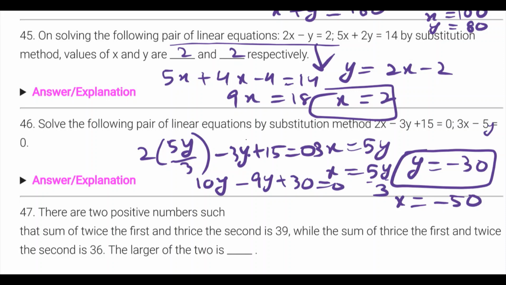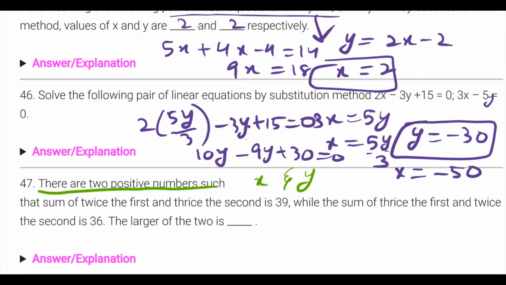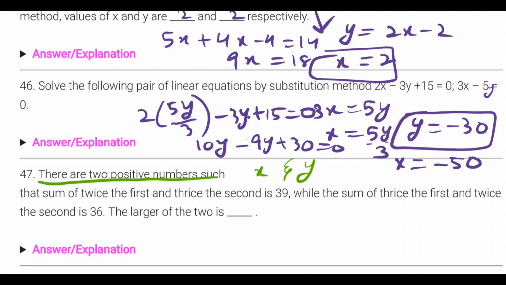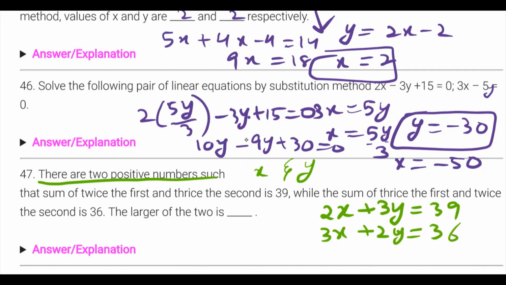And the last question is, there are two positive numbers such that the sum of twice the first and thrice the second is 39. Let's say the two positive numbers are x and y. The sum of twice the first is 2x plus thrice the second is 39, while the sum of thrice the first and twice the second is 36. So we need to find the larger of the two here.